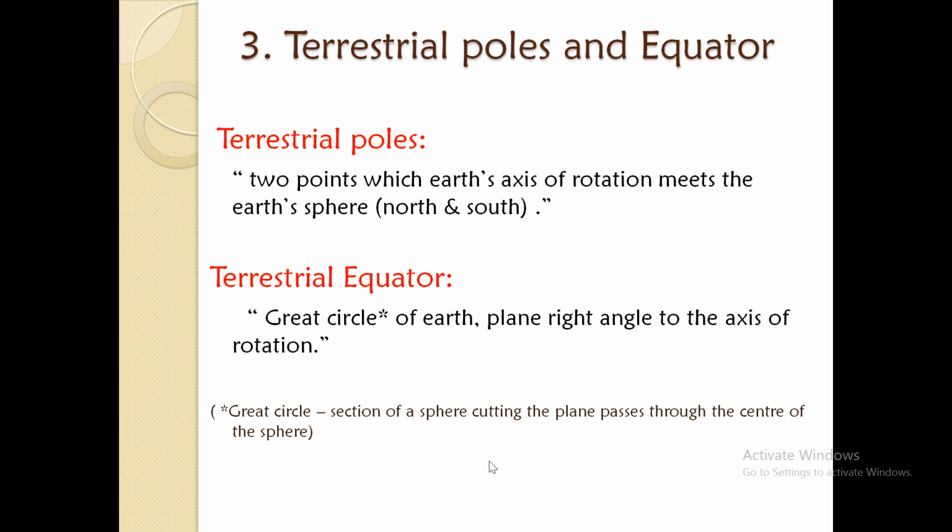and the south. A terrestrial equator is a great circle of the Earth in which a plane at right angle to the axis of the rotation. A great circle means it is a section of a sphere cut by a plane that passes through the center of the sphere.